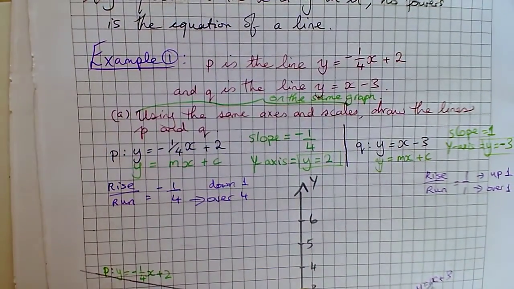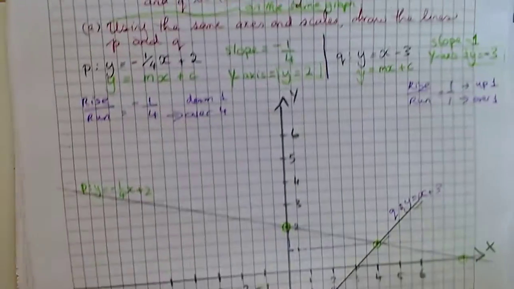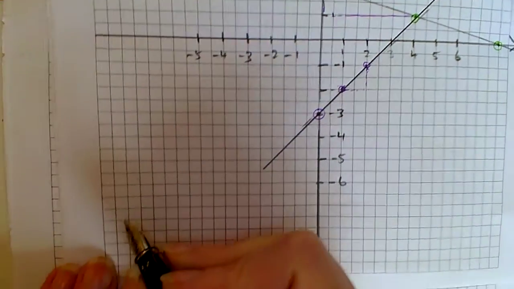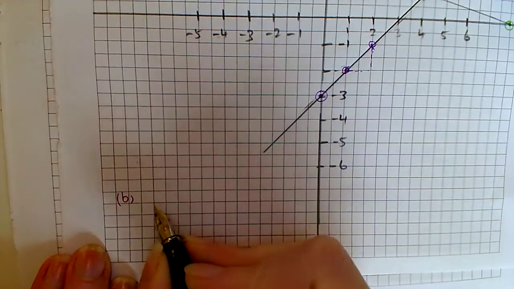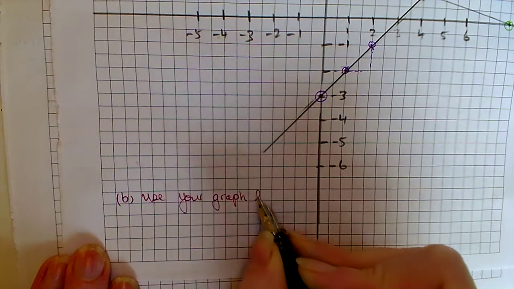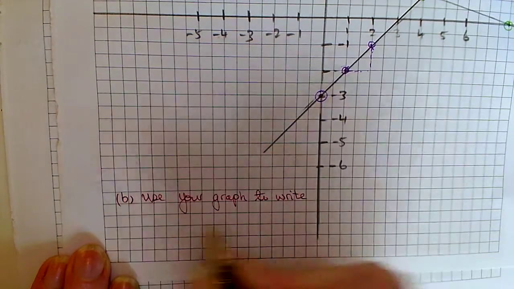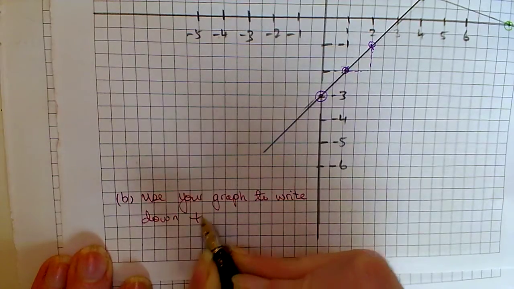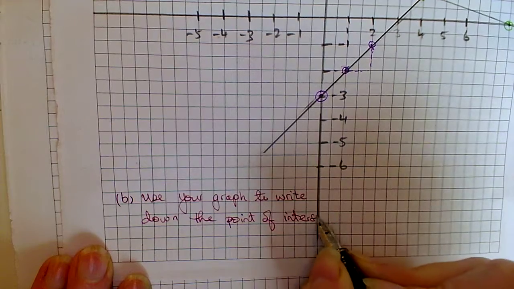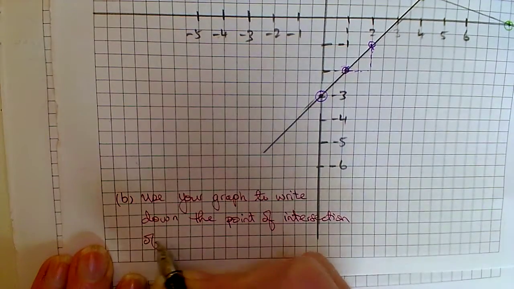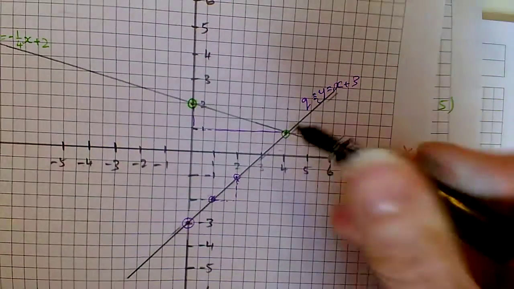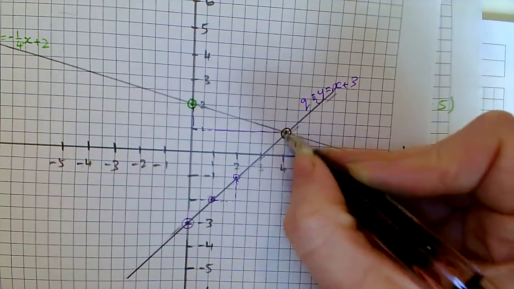So there's a follow-on question now. Part B says, use your graph to write down the point of intersection of P and Q. Okay, so my hope is that you can see that straight away it's there.